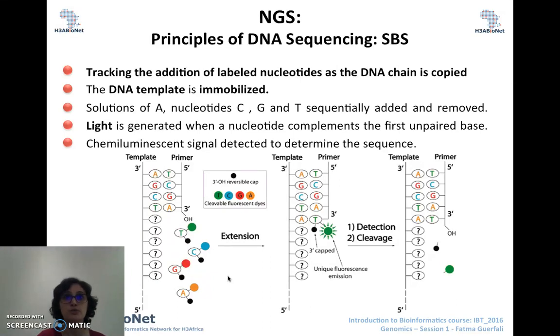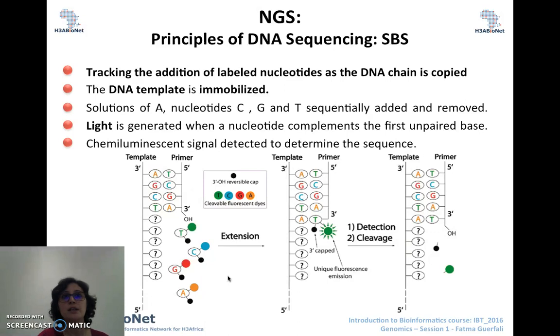So the general principle of the SBS, or sequencing by synthesis, relies on the fact that nucleotide addition is tracked as the DNA chain is copied. So basically at the same time as the DNA elongation, and this is what renders the technology completely different from the concept of sequencing with the Sanger technology, in which we had to wait for the whole process to run before having access to the sequence.